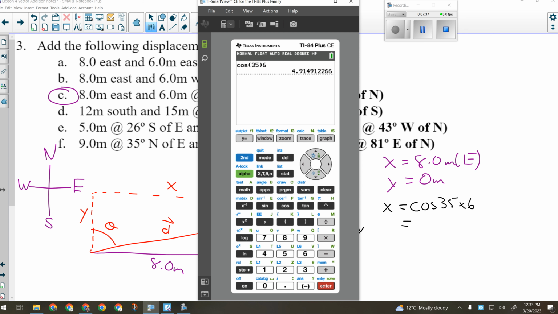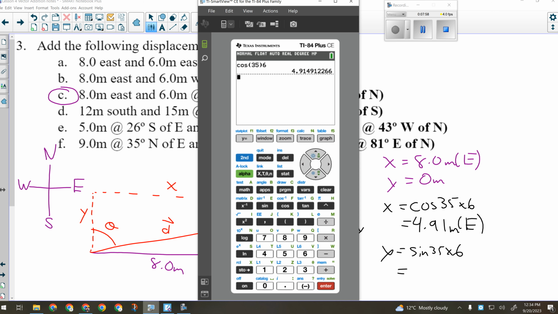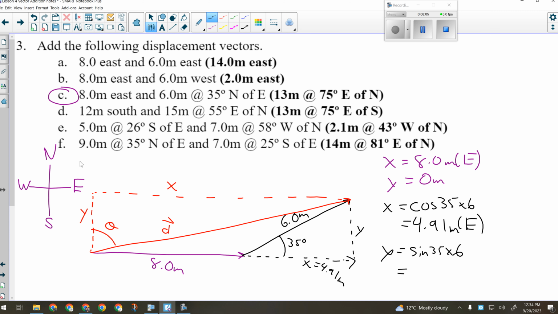Okay, so I get 4.91 meters east. Okay, and then to get the y component, it's the opposite side. So sine of 35 times 6. Okay, so we got 3.44 meters north.